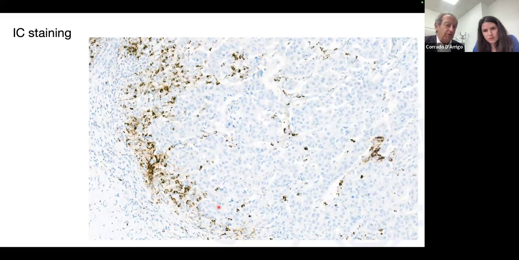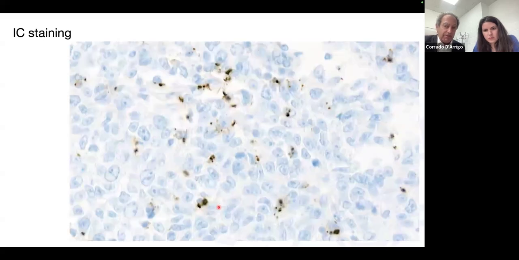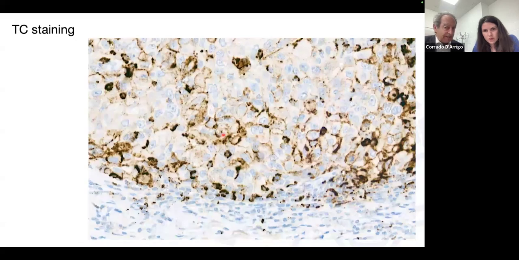And then you can also recognize granulocytes and plasma cells. They do look different when they stain with this antibody. This is a higher power of paranuclear dots, or perhaps this is a macrophage here. It can stain tumor cells, and that's what tumor cell staining looks like.